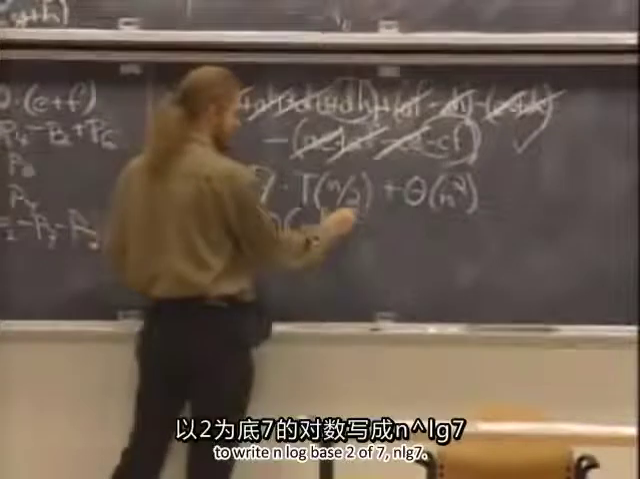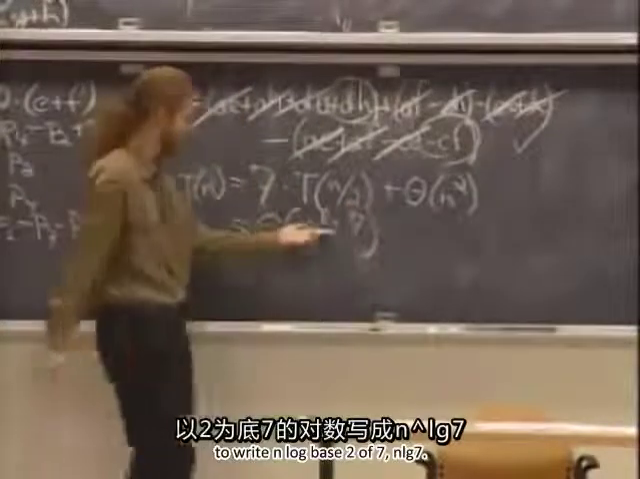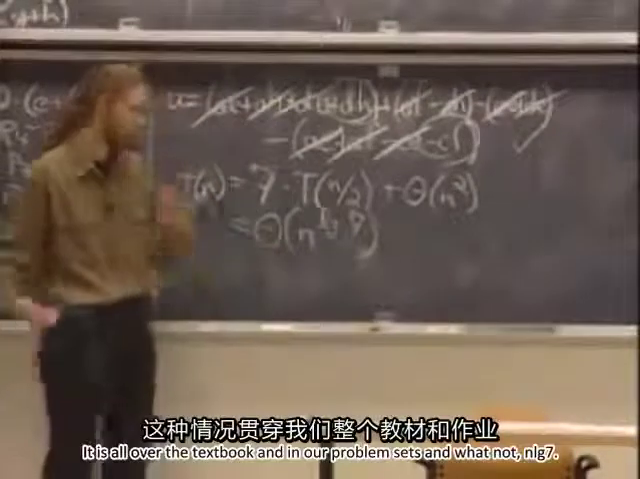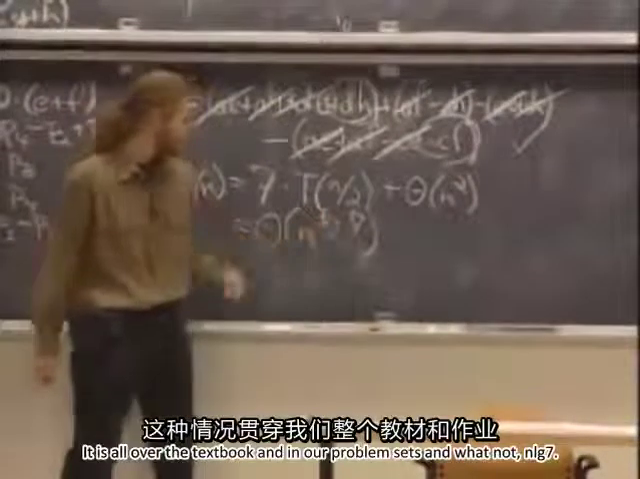And this is the cheating way to write log base 2 of 7. lg means log base 2. You should know that. It's all over the textbook and in our problem sets and whatnot. And n to the log base 2 of 7.